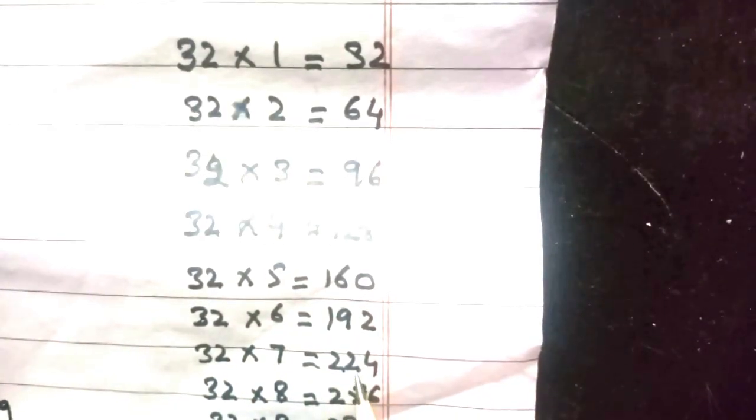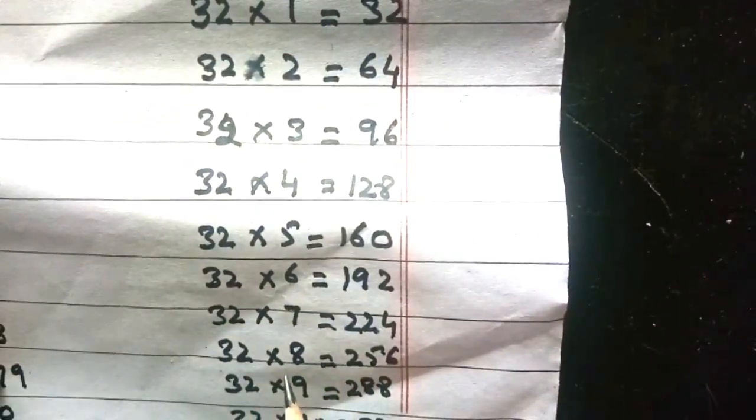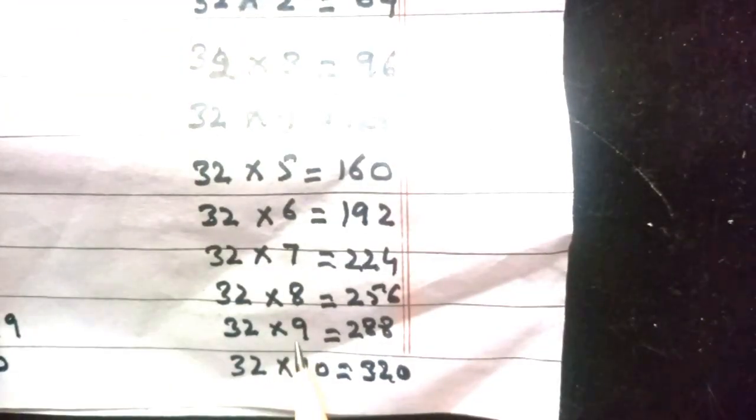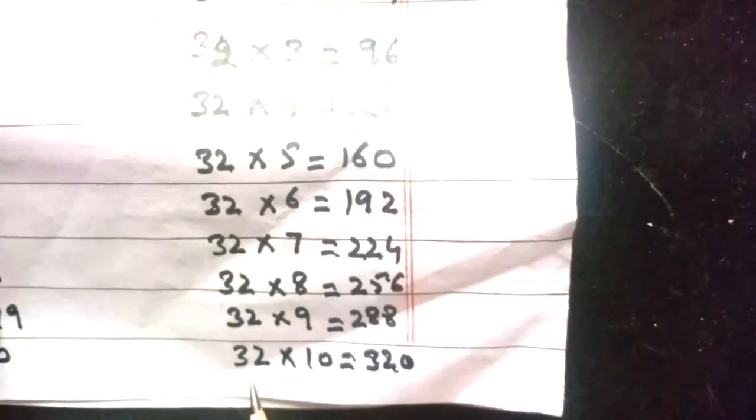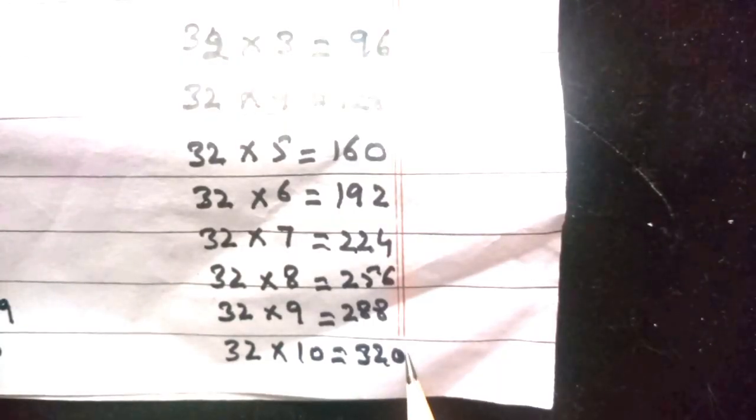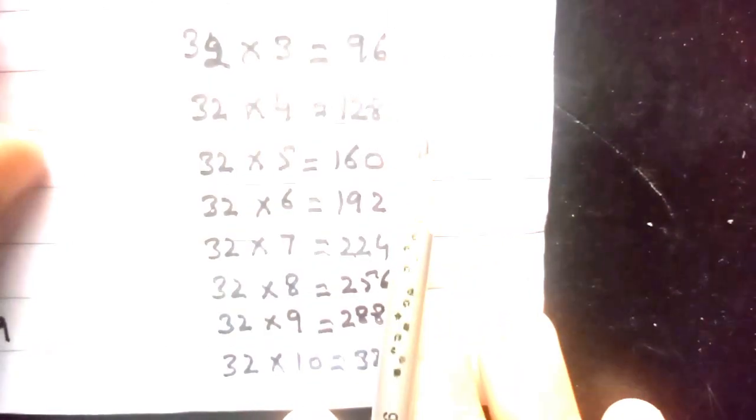32 sixes are 192. 32 sevens are 224. 32 eights are 256. 32 nines are 288. 32 tens are 320. Repeat the table of 32 for a good practice.